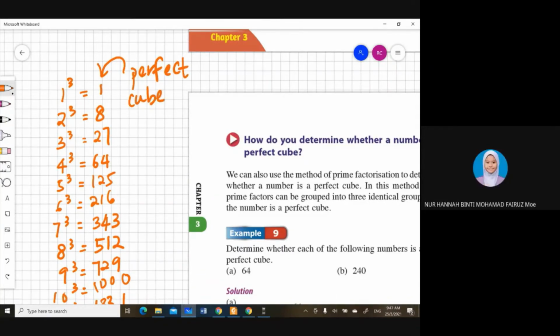Perfect cubes. We have a lot of them, meaning it's perfect cubes. So I want you to memorize all the numbers of perfect cubes. How do you memorize it? In this case, you will memorize the whole list.